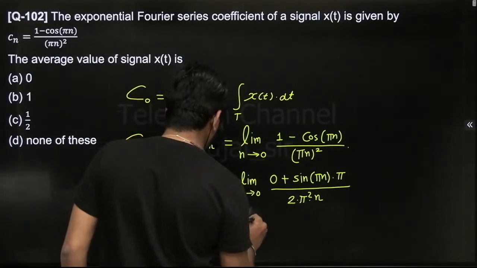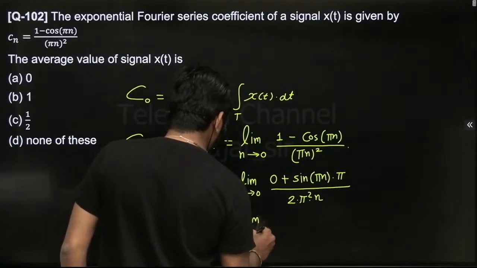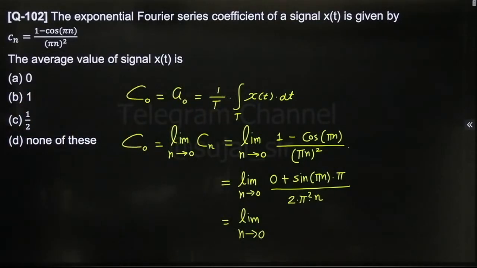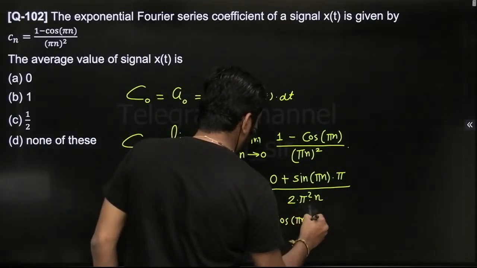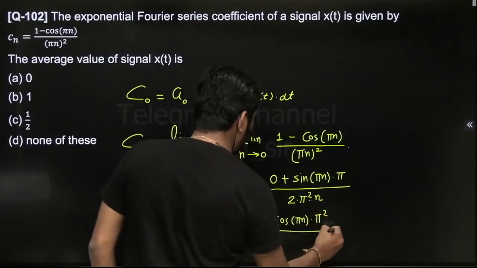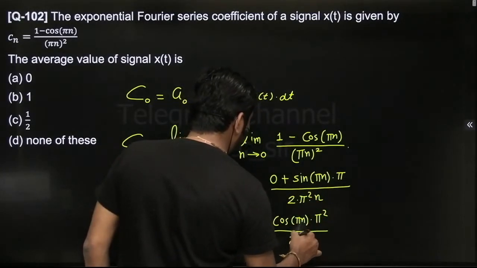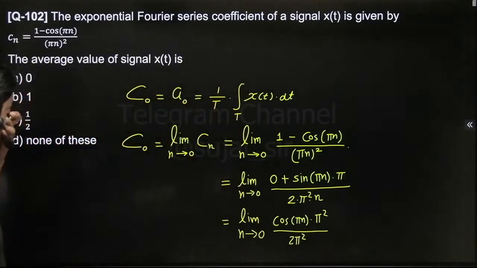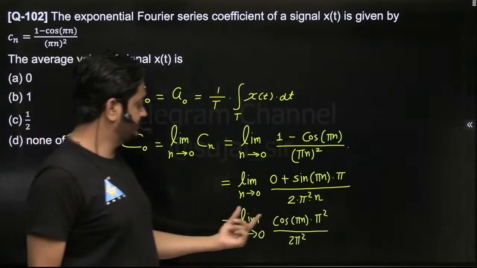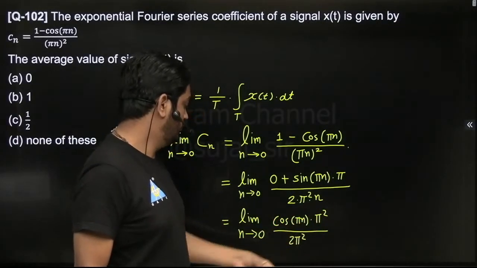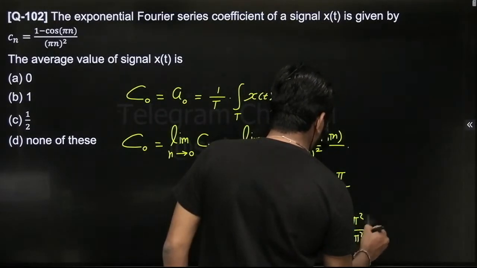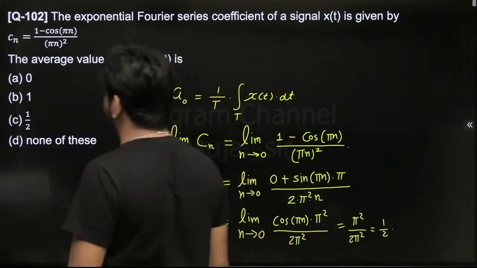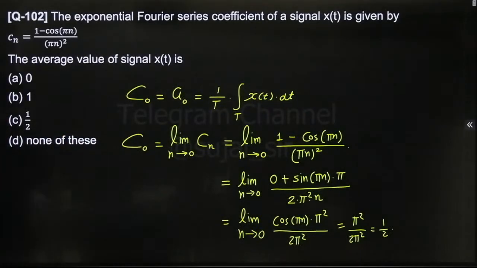So here limit n tends to 0, again cos pi n into pi square divided by here 2 pi square, yes or no? Now n tends to 0, so cos 0 is 1, pi square by 2 pi square, so it is nothing but 1 by 2, guys, pi square upon 2 pi square. Answer is 1 by 2. Is this clear? Answer is 1 by 2, guys, correct?